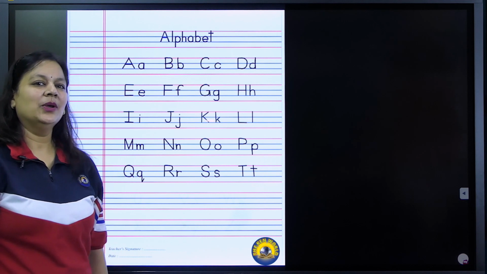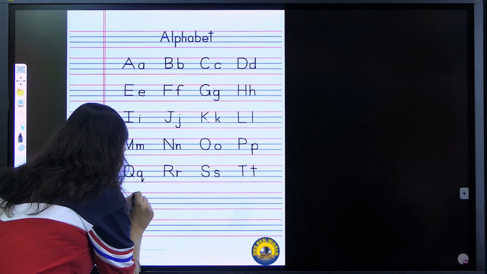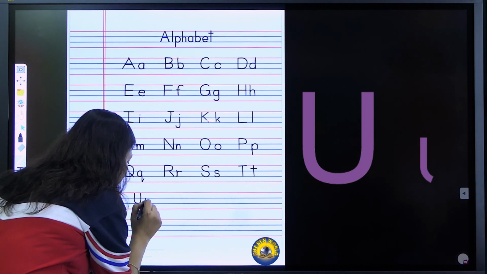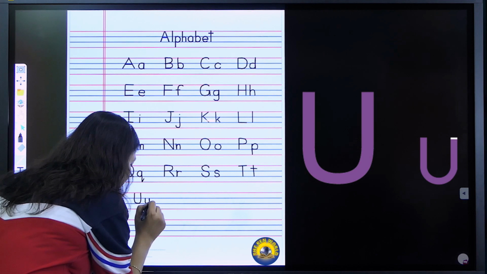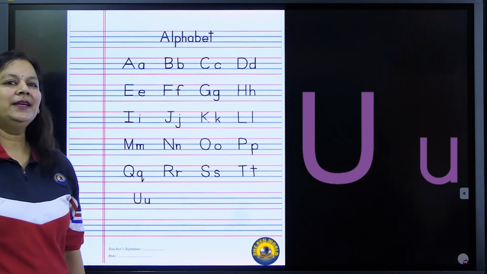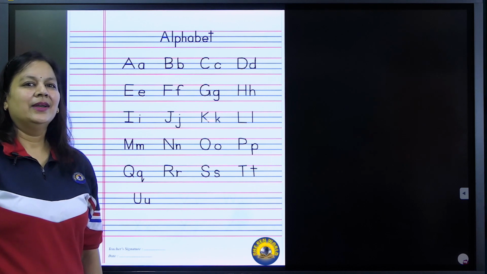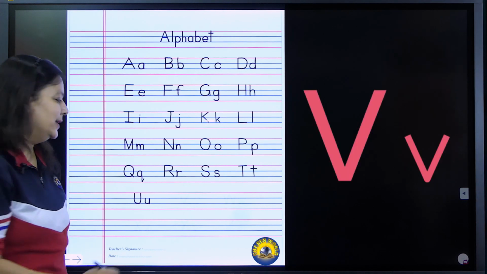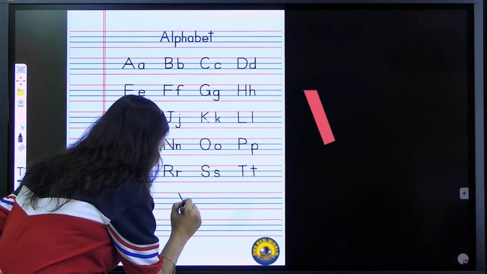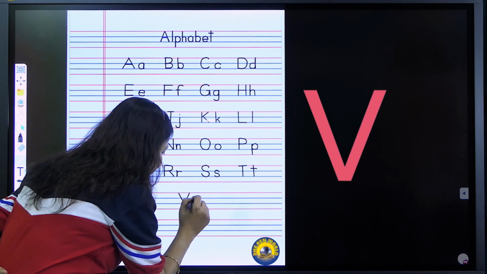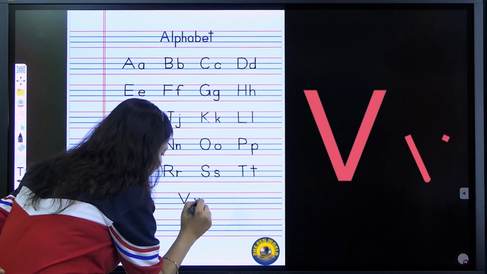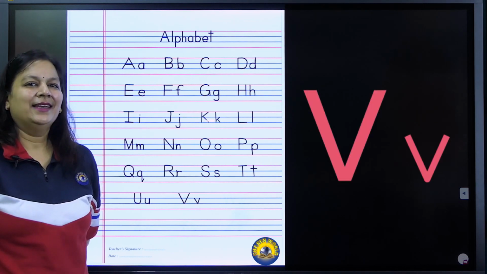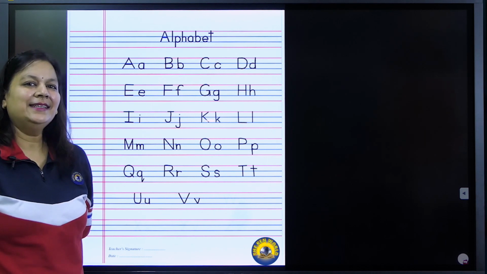The next letter is U. Uppercase U. Lowercase U. Speak loudly. U. U. U. After U, it's V. Uppercase V. Lowercase V. Speak aloud. V. V. V. The next letter is W.